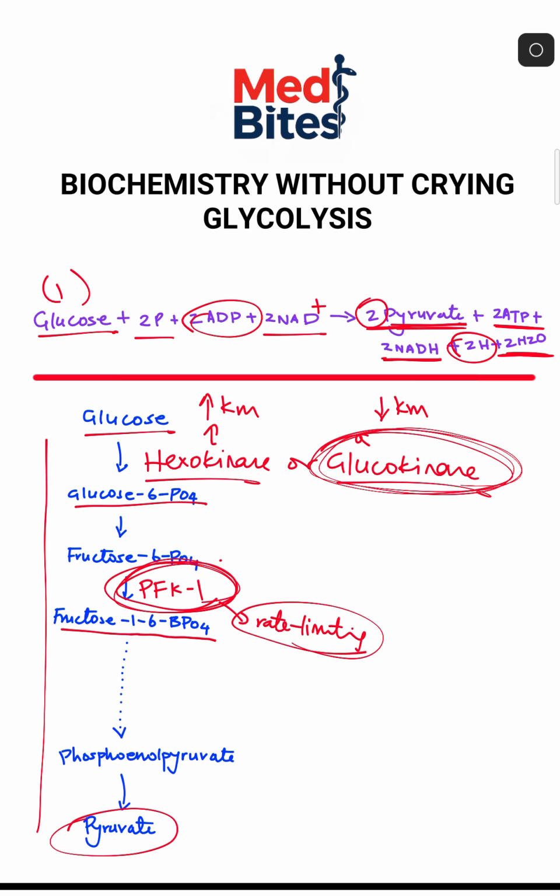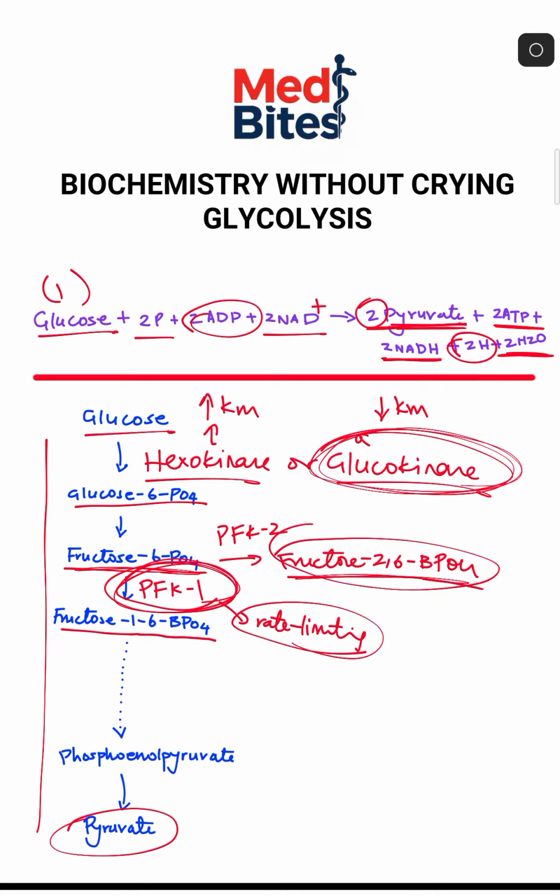Now, another important molecule is fructose 2,6-bisphosphate. Fructose 6-phosphate can also be converted into this using the enzyme phosphofructokinase 2. Now, what is the function of fructose 2,6-bisphosphate? It's to speed up and promote phosphofructokinase 1. So it's like the gas pedal.